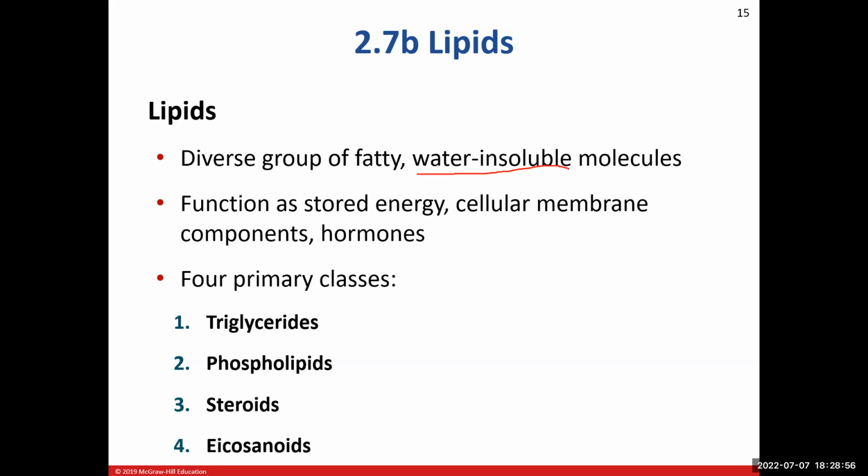So the primary purpose for lipids is going to be for energy. It's a stored form of energy. Also, it makes up a huge amount of the cellular plasma membrane there. Remember phospholipids? Big time. And then we learned back in the endocrine chapter, chapter 17, that our lipids are used to make hormones. So there's 4 classes. We have our triglycerides, our phospholipids, our steroids, and our eicosanoids.